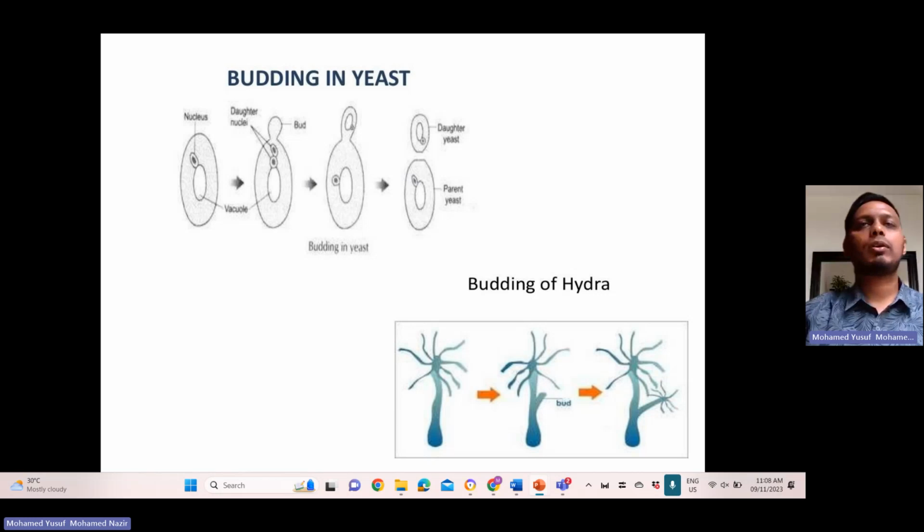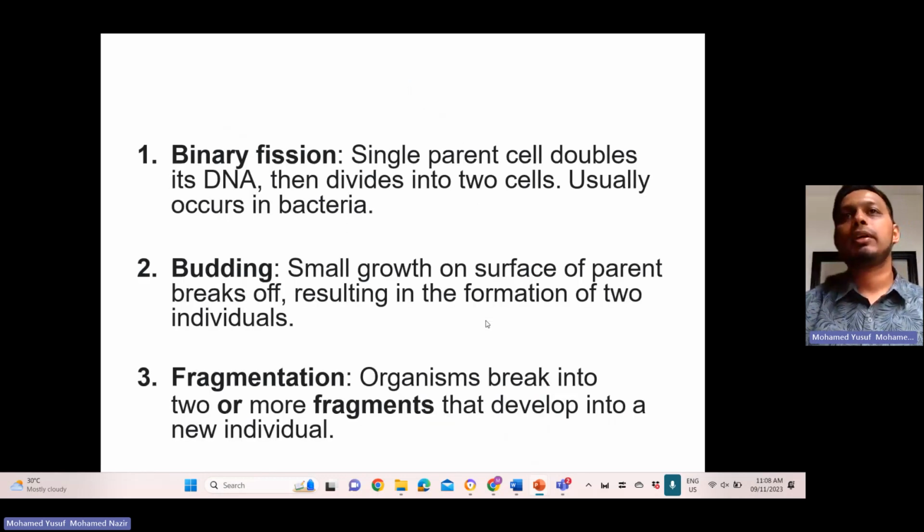Okay, so budding normally happens in yeast, where from the daughter cell there will be a small bud, and then the yeast begins to develop the nucleus and also starts to bud into a new daughter cell. And then this is budding in Hydra. Okay, this is the process.